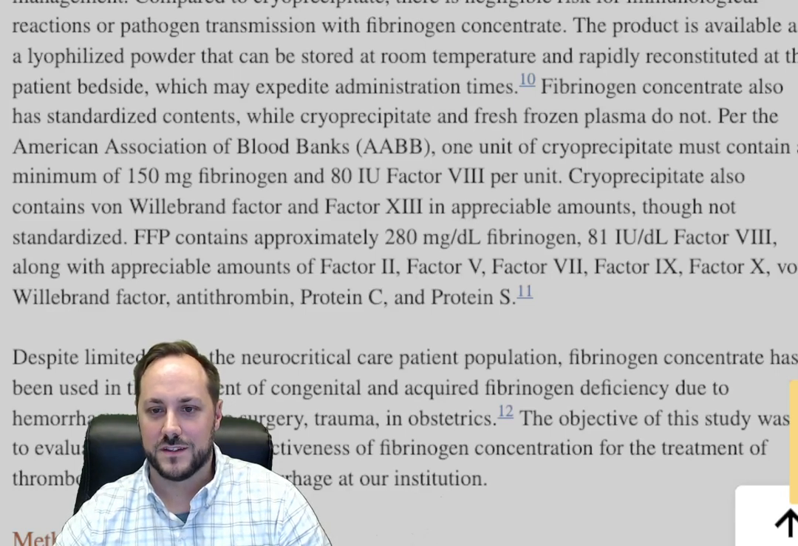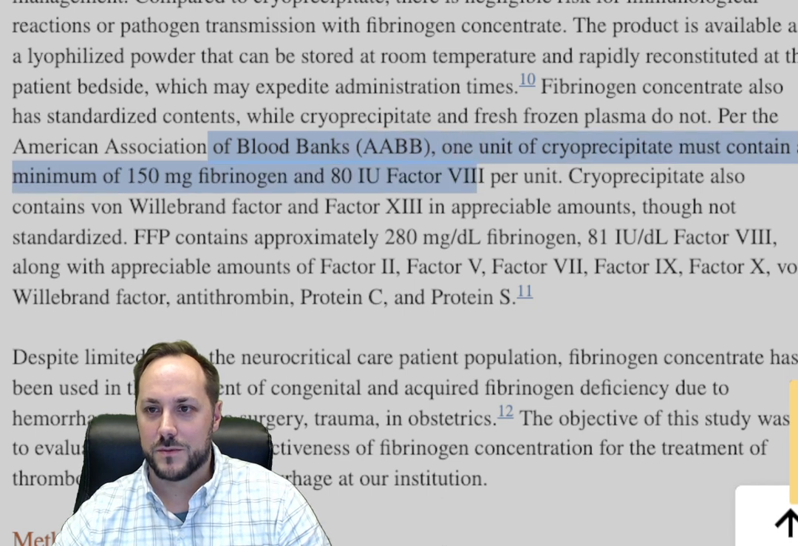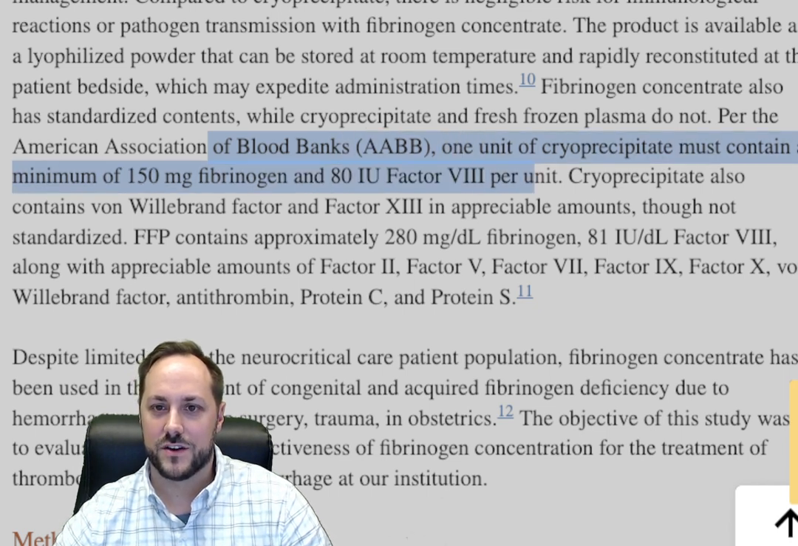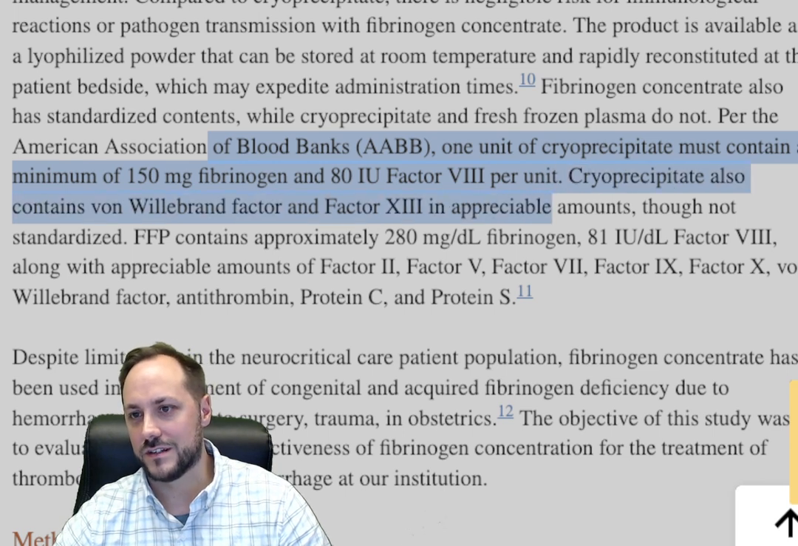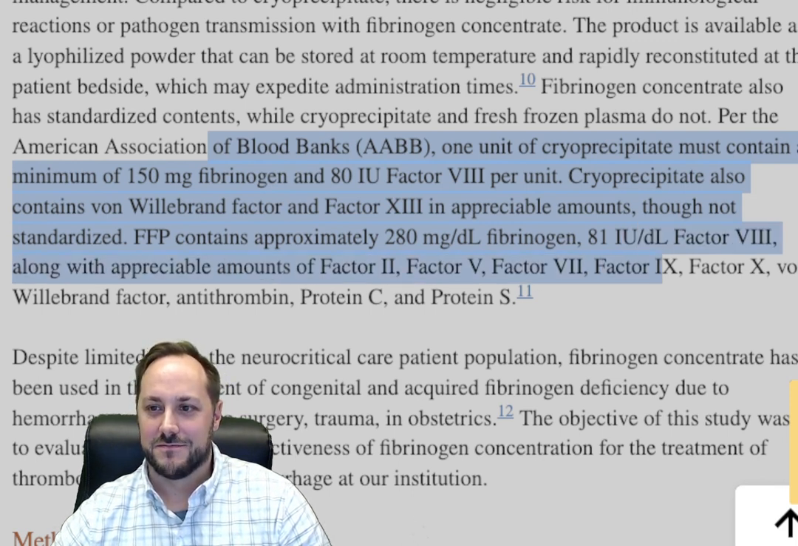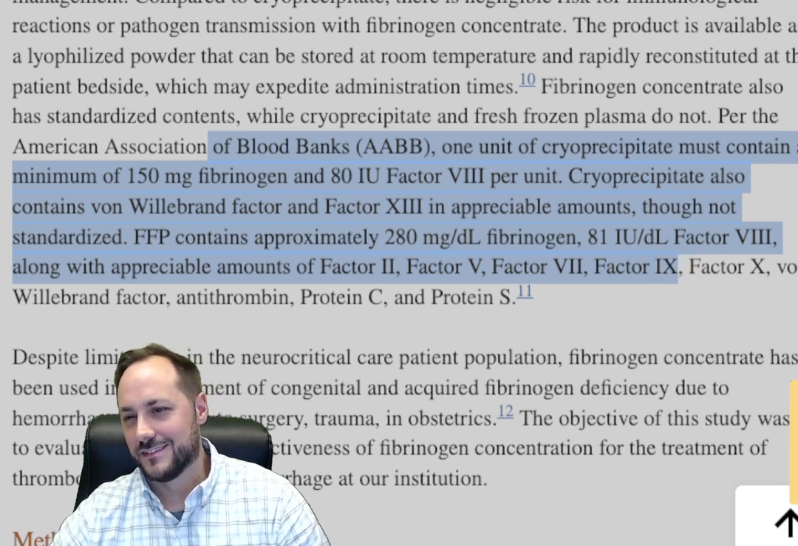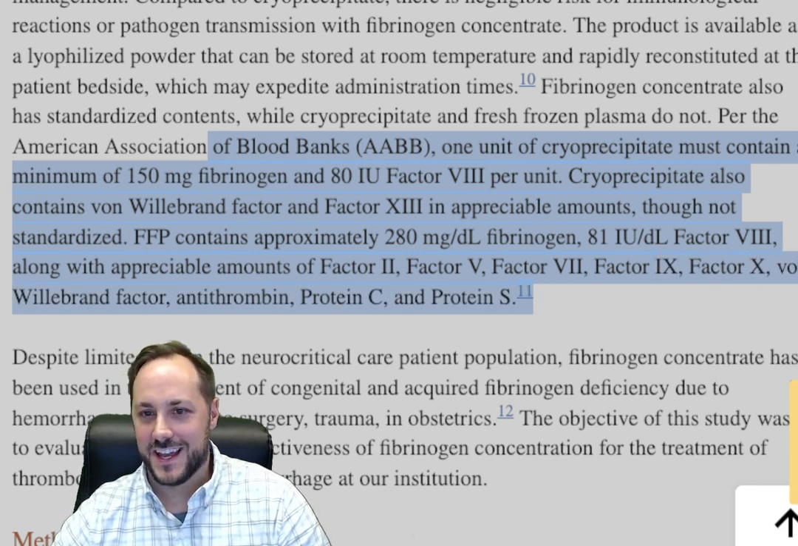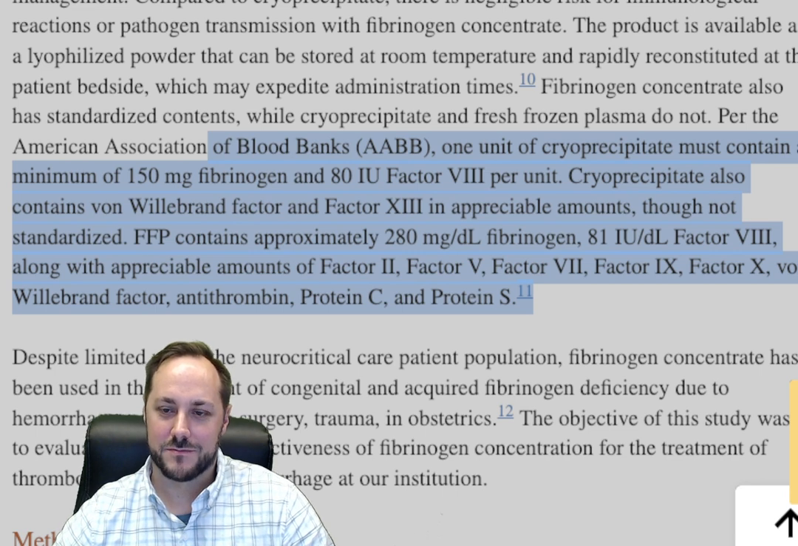While we're on the subject, I think it's interesting to note that one unit of cryoprecipitate contains 150 milligrams of fibrinogen, and it also contains von Willebrand factor, factor 13. It also has factors 2, 5, 7, 9, 10, antithrombin, protein C and protein S.